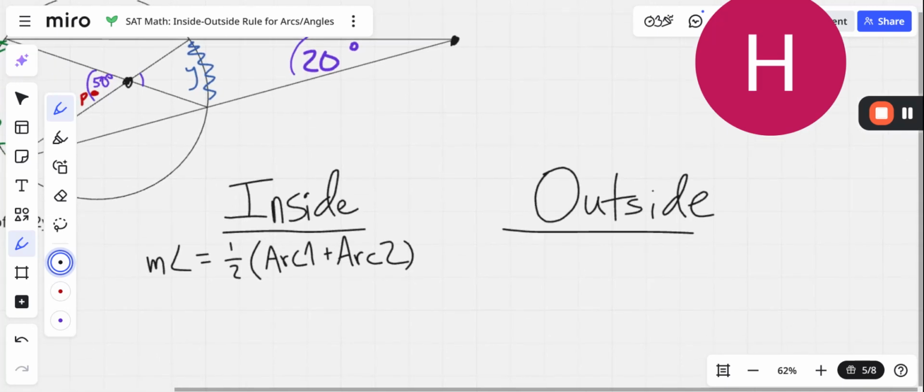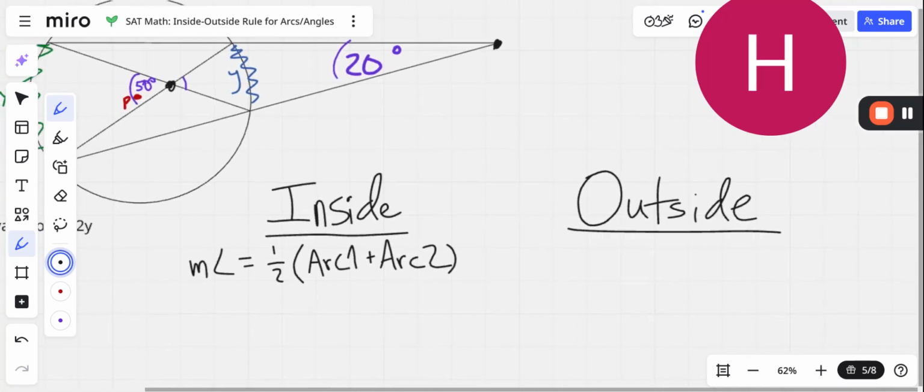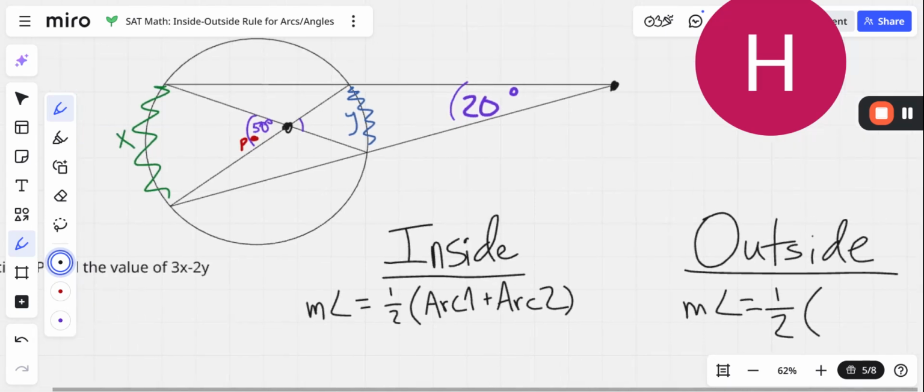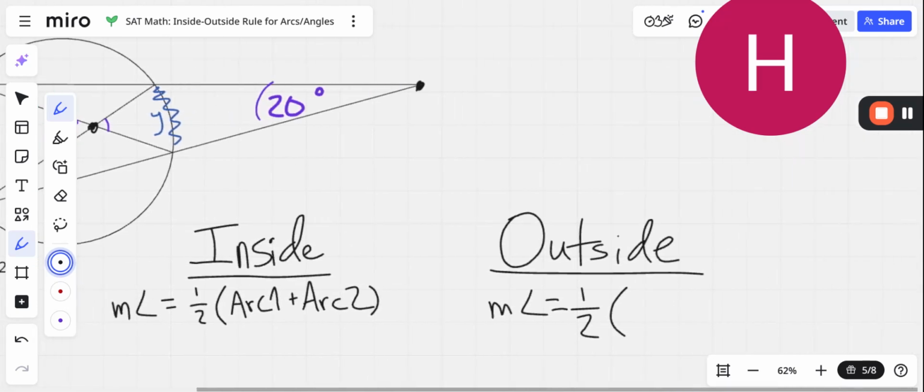And it's very similar to the inside rule, but it's different in one very important way. For this, we're going to say that the measure of the angle is 1/2 still. Notice the similar equation, but instead it's going to be 1/2 what I call big minus small, and I'm referring to the arcs. Let's look at what I mean.